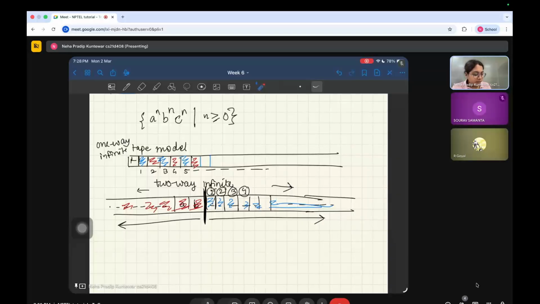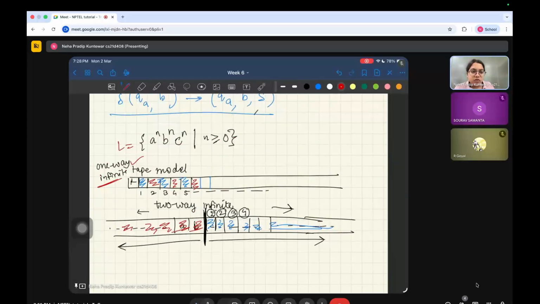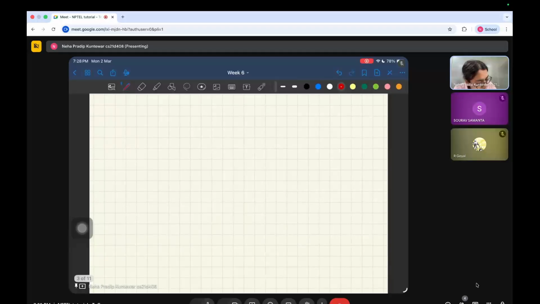Yes, okay. For today's discussion we will always assume that our tape is one-way infinite because it's equivalent. Now for this language, a^n b^n c^n, what you do is, yeah, you go ahead. So how do we design a Turing machine for this language?